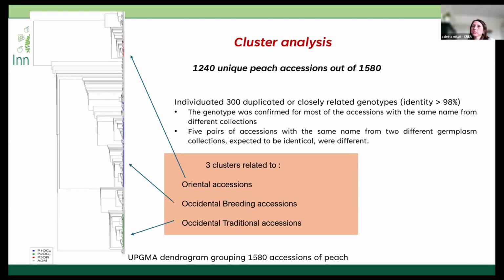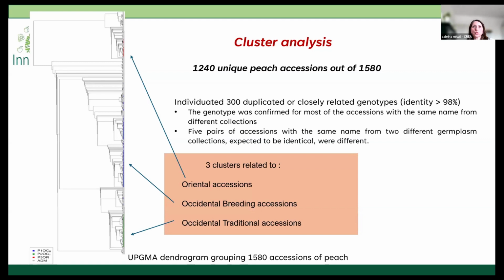These markers were used to perform all the other analysis. First of all, we did a cluster analysis that highlighted the presence of 300 duplicated or closely related genotypes with identity more than 98%. So we excluded these duplicated individuals and ended up with 1,240 unique peach accessions.